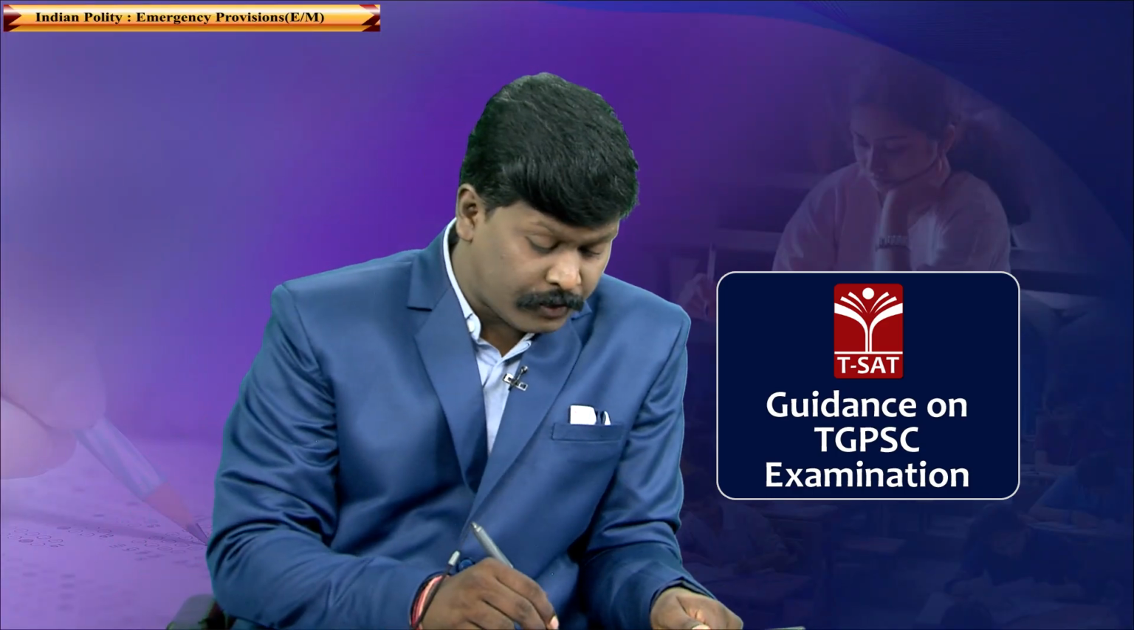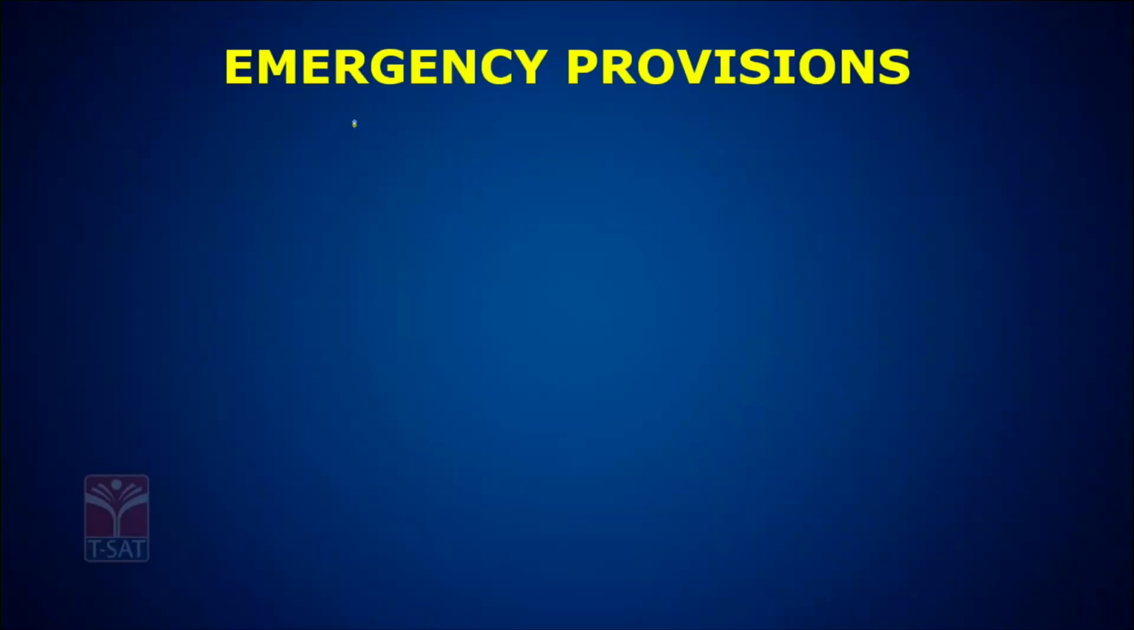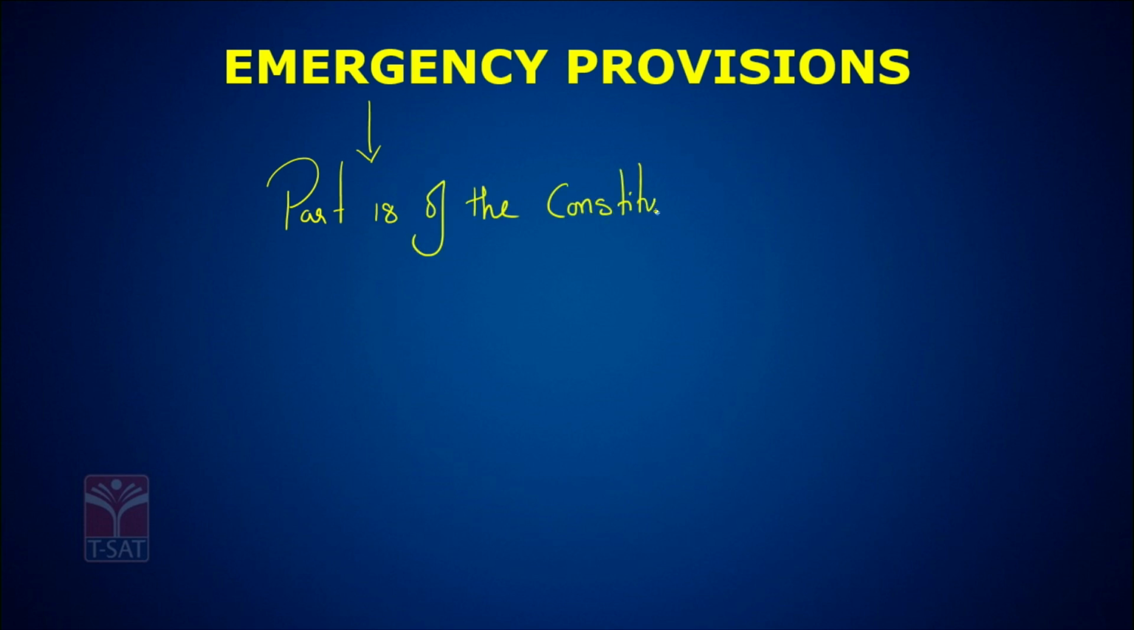Emergency provisions are discussed in part 18 of the Constitution. Part 18 discusses three types of emergencies from Article 352 to 360. So there are three types of emergencies discussed in part 18 of the Constitution.